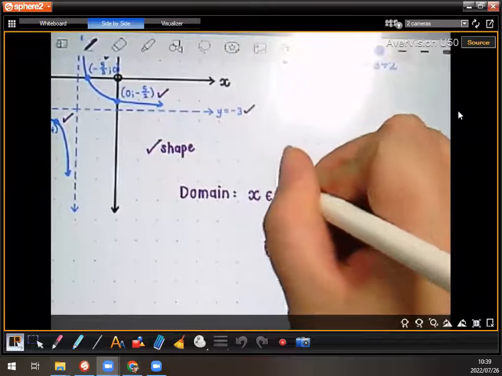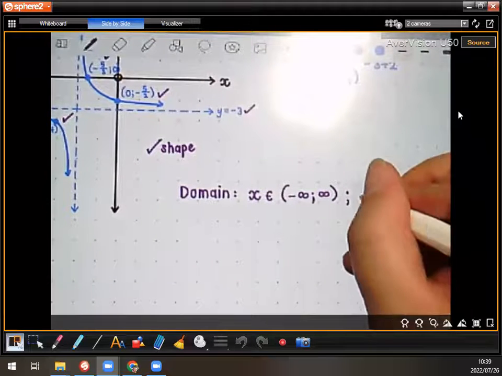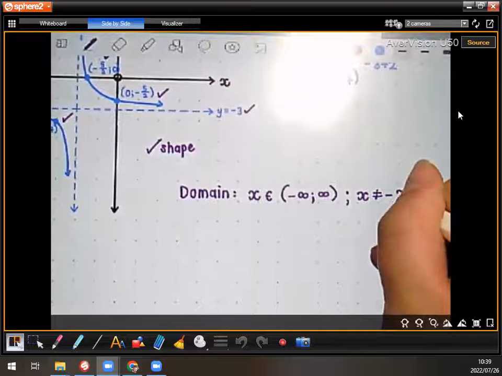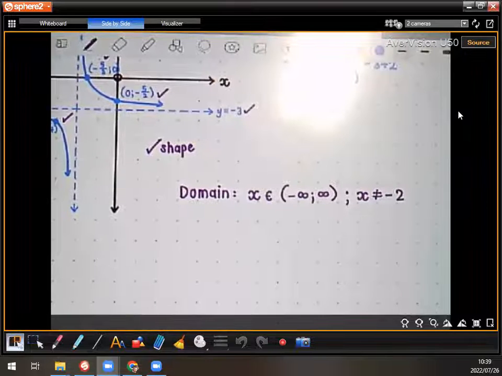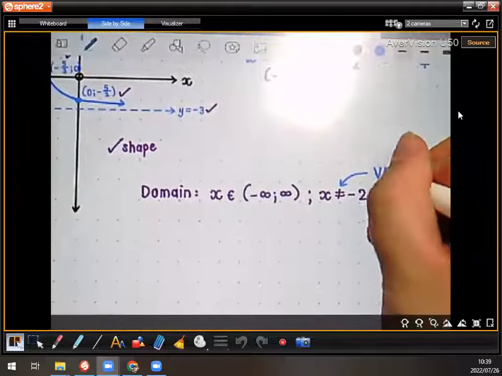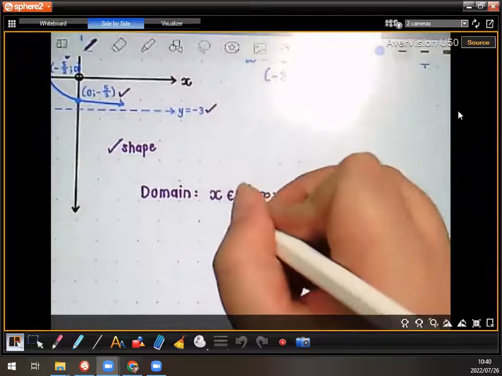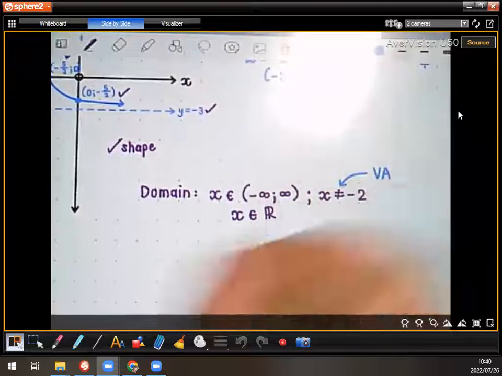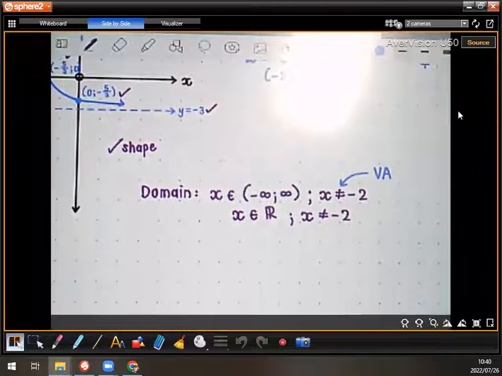We're going to write it like this, guys: x is an element of negative infinity to positive infinity, semicolon, x is not equal to negative 2, whatever your asymptote value was. Remember, an asymptote is something that the graph can never touch. So this will always be from your vertical asymptote: say x cannot be equal to that. The other way you could write this is: x is an element of the real numbers, and x cannot be equal to negative 2.